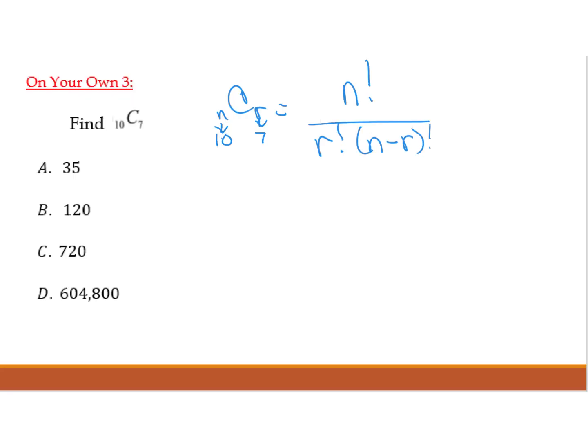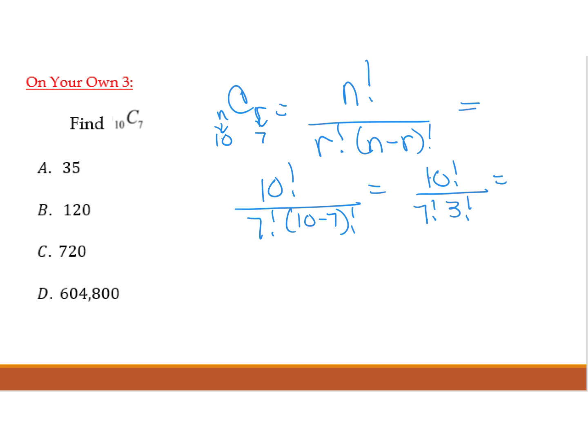Okay, we want to know how many combinations we can choose if we have a total of 10 items and we are choosing 7 of those at a time. So my N value is 10, my R value is 7. I'm going to plug into my formula. I have N factorial over R factorial times N minus R factorial, which is 10 factorial over 7 factorial times 10 minus 7 factorial. That's going to give me on top 10 factorial divided by 7 factorial times 3 factorial.